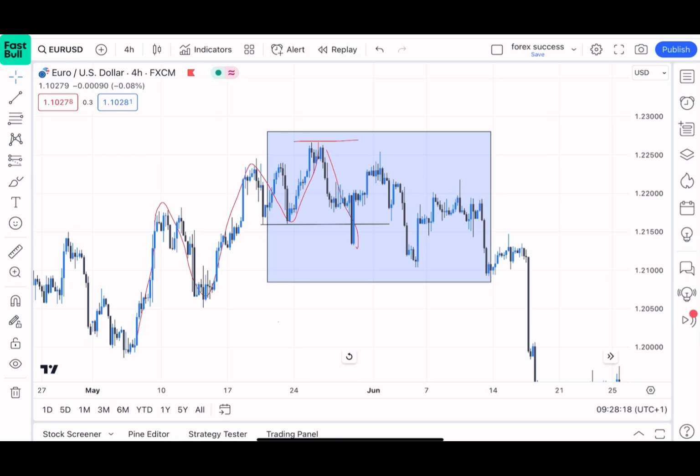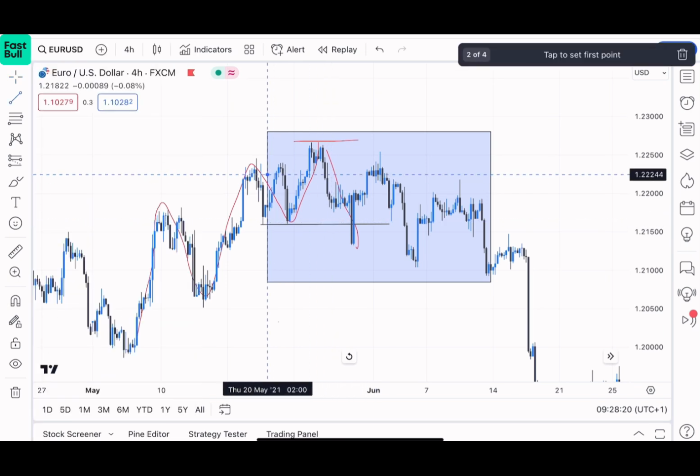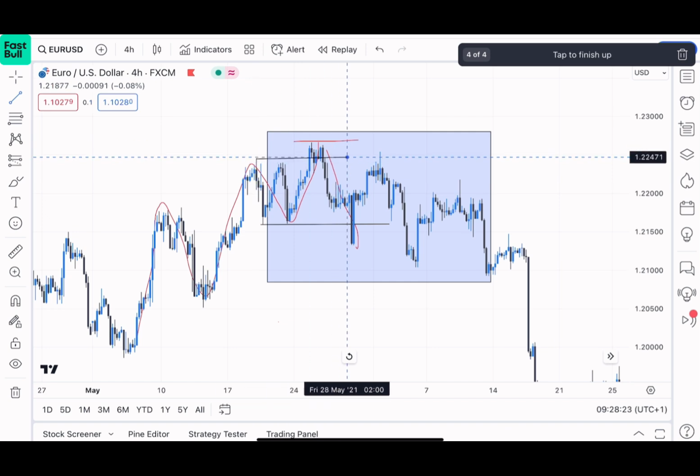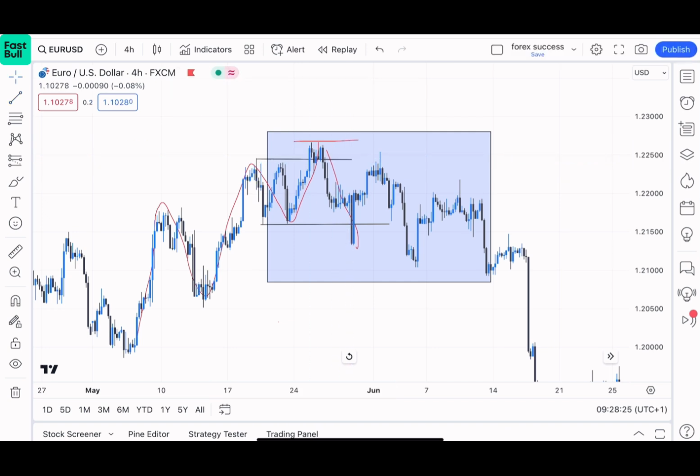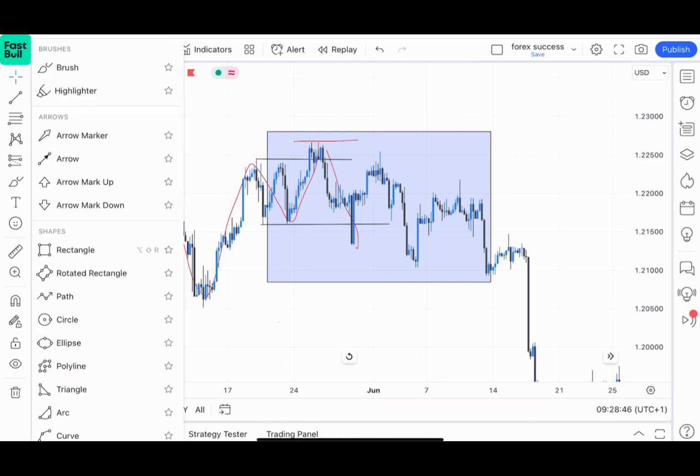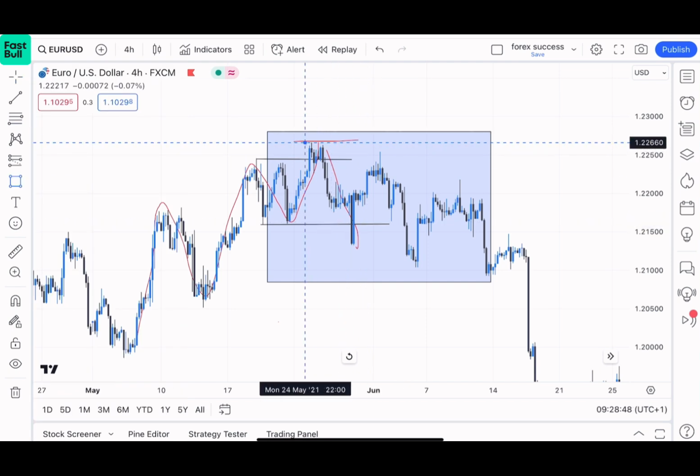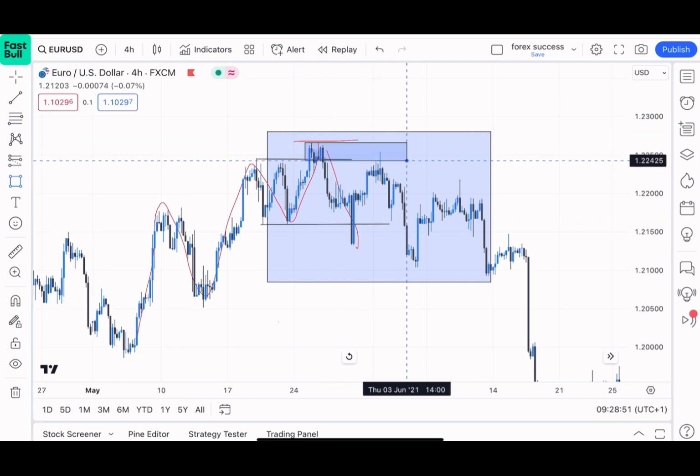Since a change of character occurred, and this was our previous lower high right here, this was where price gave us a false breakout to the upside, which is our order block. This was used to take out stop losses, and then price pushed down, changing character. So now we mark out our order block, because this is the candle price used to sweep out liquidity. Marking out our order block right here. So this is our order block.